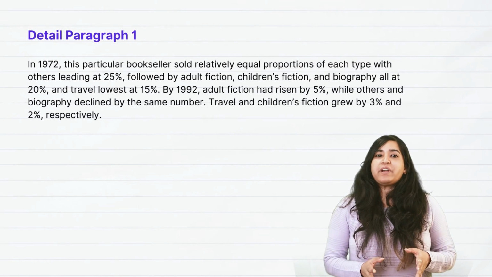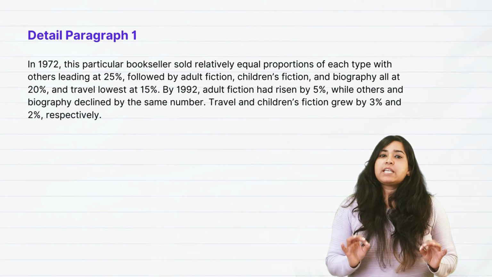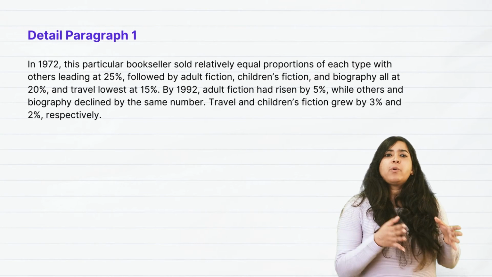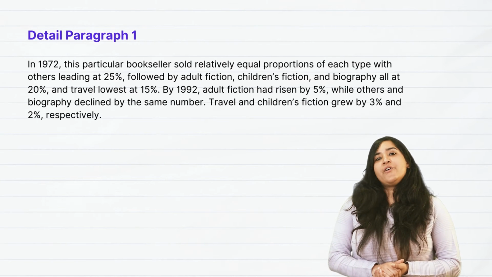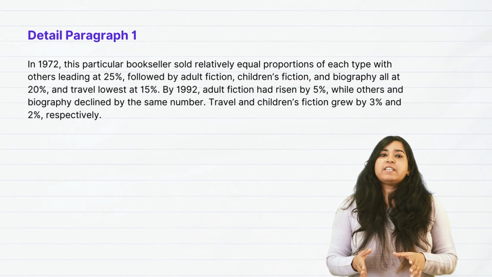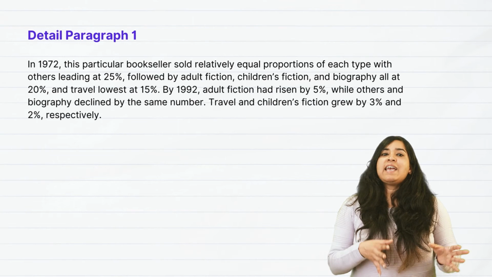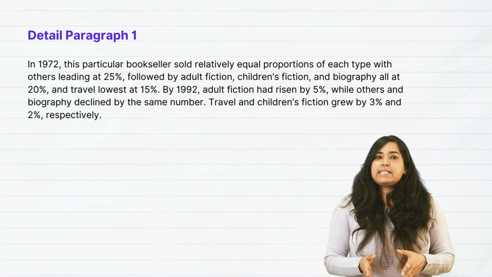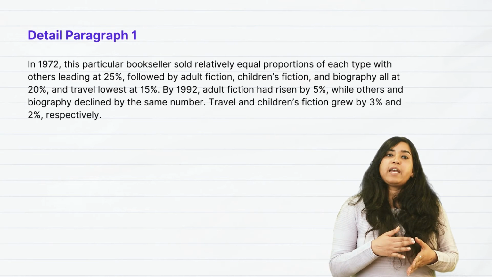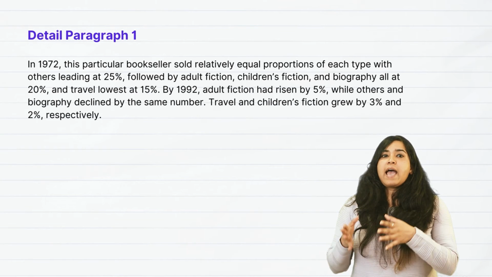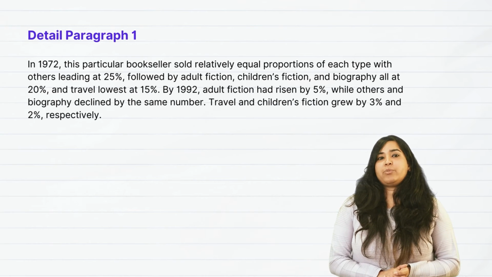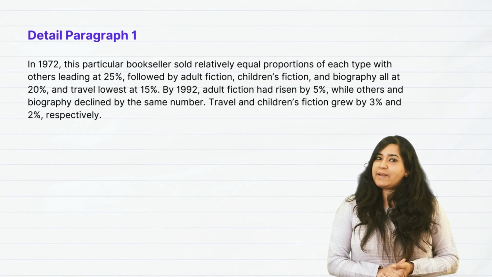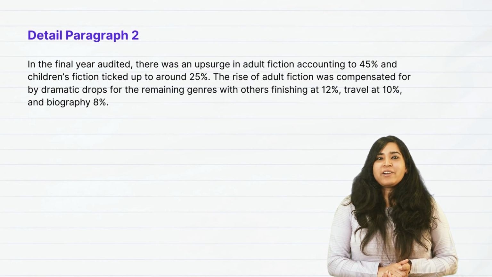So for this, I'm going to write, in 1972, this particular bookseller sold relatively equal proportions of each type, with others leading at 25%, followed by adult fiction, children's fiction, and biography at 20%, and travel at the lowest, which was at 15%. By 1992, adult fiction had risen by 5%, while the others and biography declined by the same number. Travel and children's fiction grew by 3% and 2% respectively. On to detailed paragraph number 2.